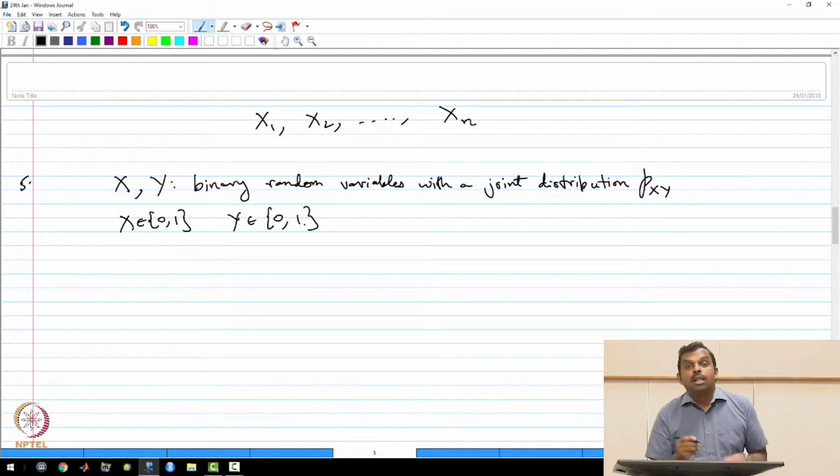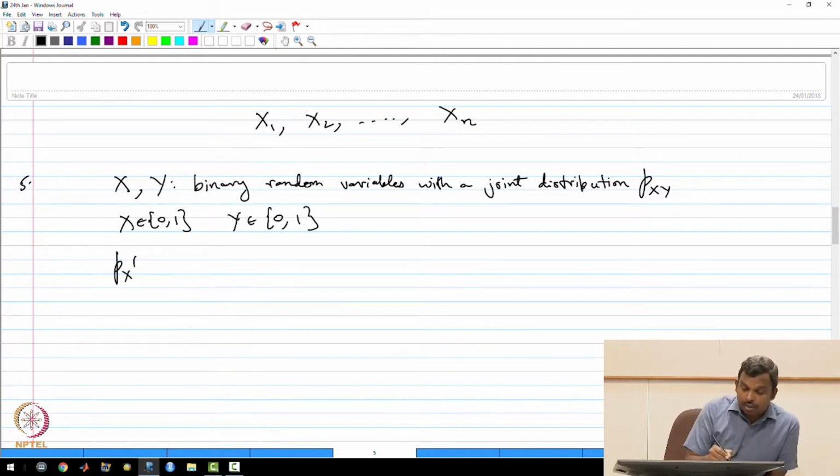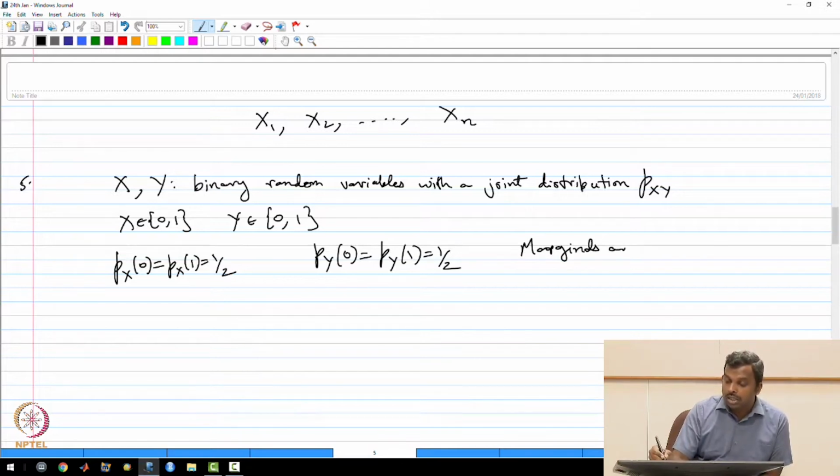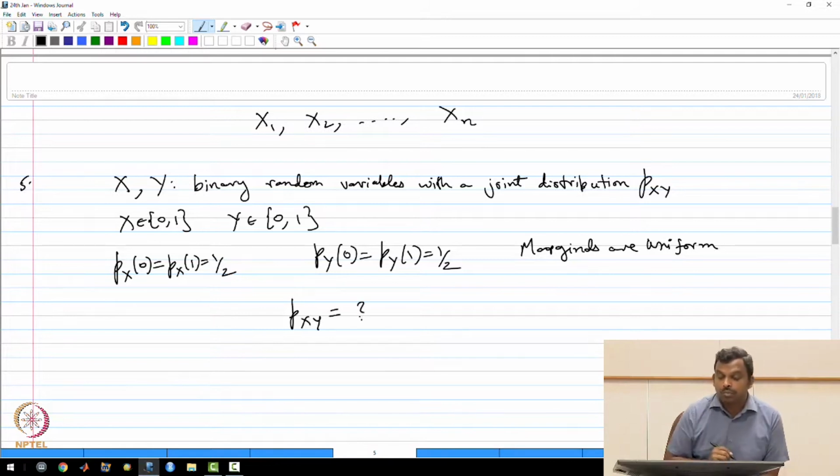Okay, so I'm going to say I know the marginals of these two random variables. What do I mean by marginals? I know px of 0 and px of 1, let's say, is uniform. I know this is half. And likewise, I know py of 0 and py of 1 are both half. So marginals are known. Marginals are uniform. What can you say about the joint distribution?